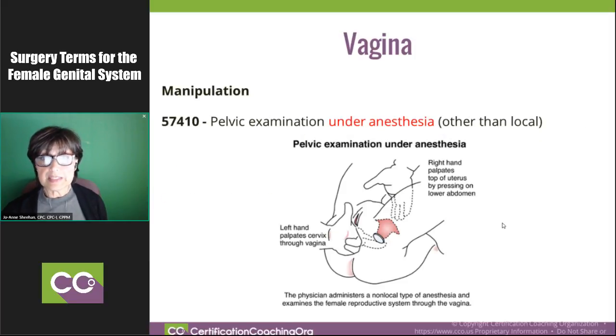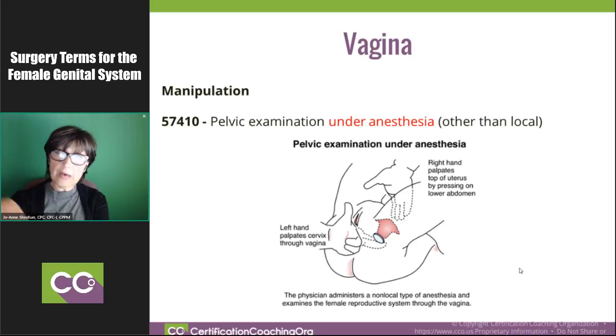So let's look at the pelvic exam under anesthesia. And here, the physician administers a non-local type of anesthesia and examines the female reproductive system through the vagina. So the right hand palpates the top of the uterus by pressing on the lower abdomen. And any women who have had these exams in the doctor's office understand. And then the left hand palpates the cervix through the vagina. And that's how a lot of times the doctors will feel the ovaries and things like that. But this code, again, is only associated with being under anesthesia.